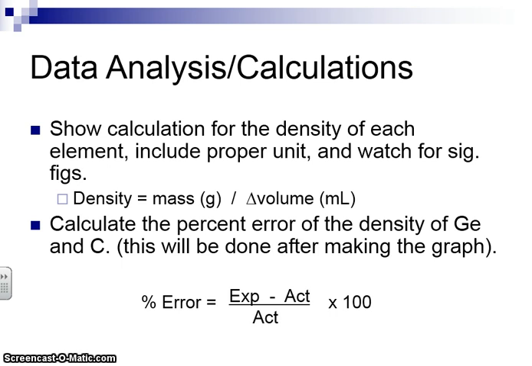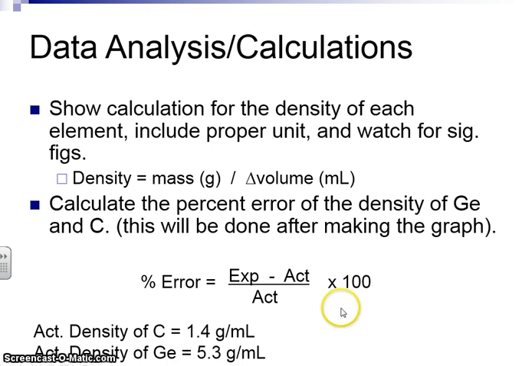That's what you're going to find off of your graph. You're going to subtract it from the actual value, which I will give you. In fact, it's right here. Okay. Let me see if I can stretch this out so you can see the bottom one there. There we go. There's your actual density of carbon and germanium. Okay. So experimental value minus your accepted value. That's this one right here. Divided by your accepted value multiplied by 100. That's your percent error. Okay.